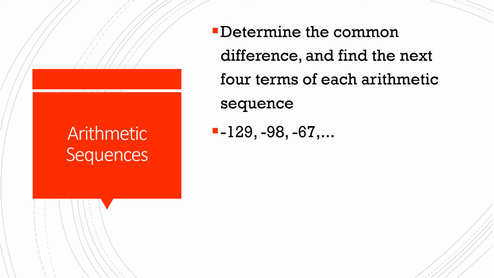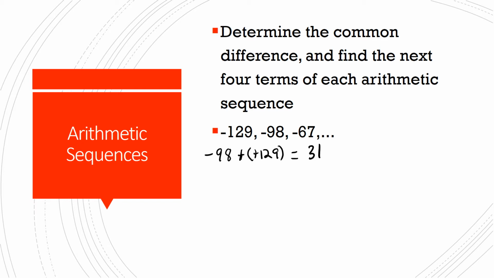I would proceed by taking negative 98 and subtracting from it negative 129. Obviously, when I subtract negative 129, that makes it a positive. So I've got negative 98 plus 129. Maybe I would put that in my calculator, and if I did, I'm going to find that it is equal to 31.